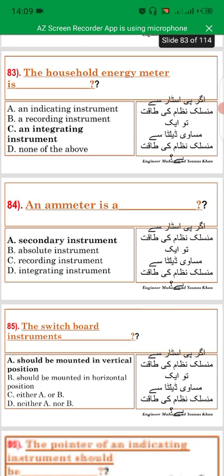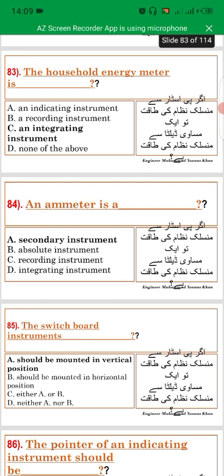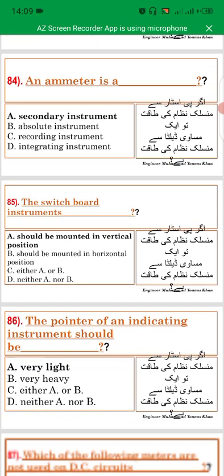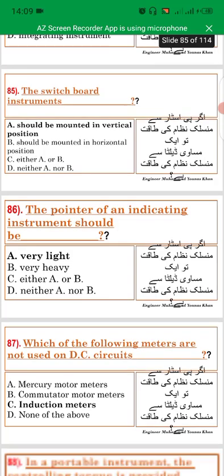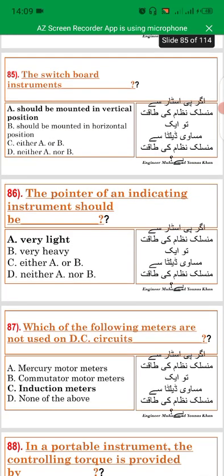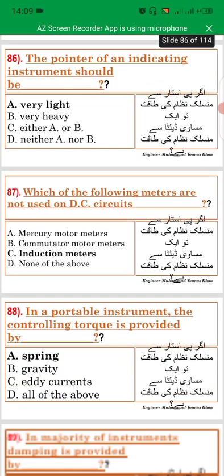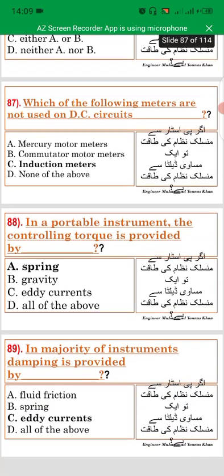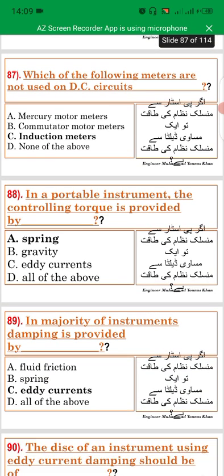The household energy meter is an integrating instrument. An ammeter is a secondary instrument. The switchboard instrument should be mounted in vertical position. The pointer of an indicating instrument should be very light. Which of the following meters are not used on DC circuit? Induction meter.